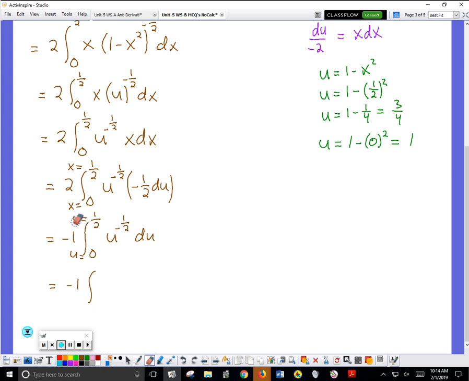These are still x's. Still feel like I'm in that movie, The Help. So these are x's. Now we have values of u. When x is 1/2, u is 3/4. When x is 0, u is 1. That seems backwards, but we have to use equality, so it has to be that way.